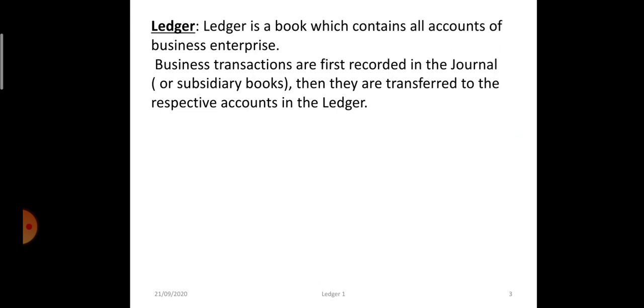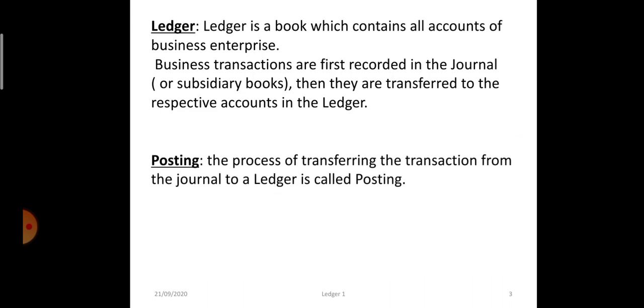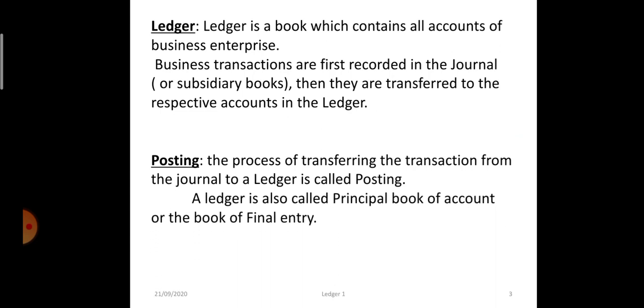First we record all the transactions in the journal or the subsidiary books, and from there they will be transferred to the respective accounts in the ledger. The process of recording or transferring the transactions from the journal to the ledger is known as posting. Ledger is also known as the principal book of account or the book of final entry.